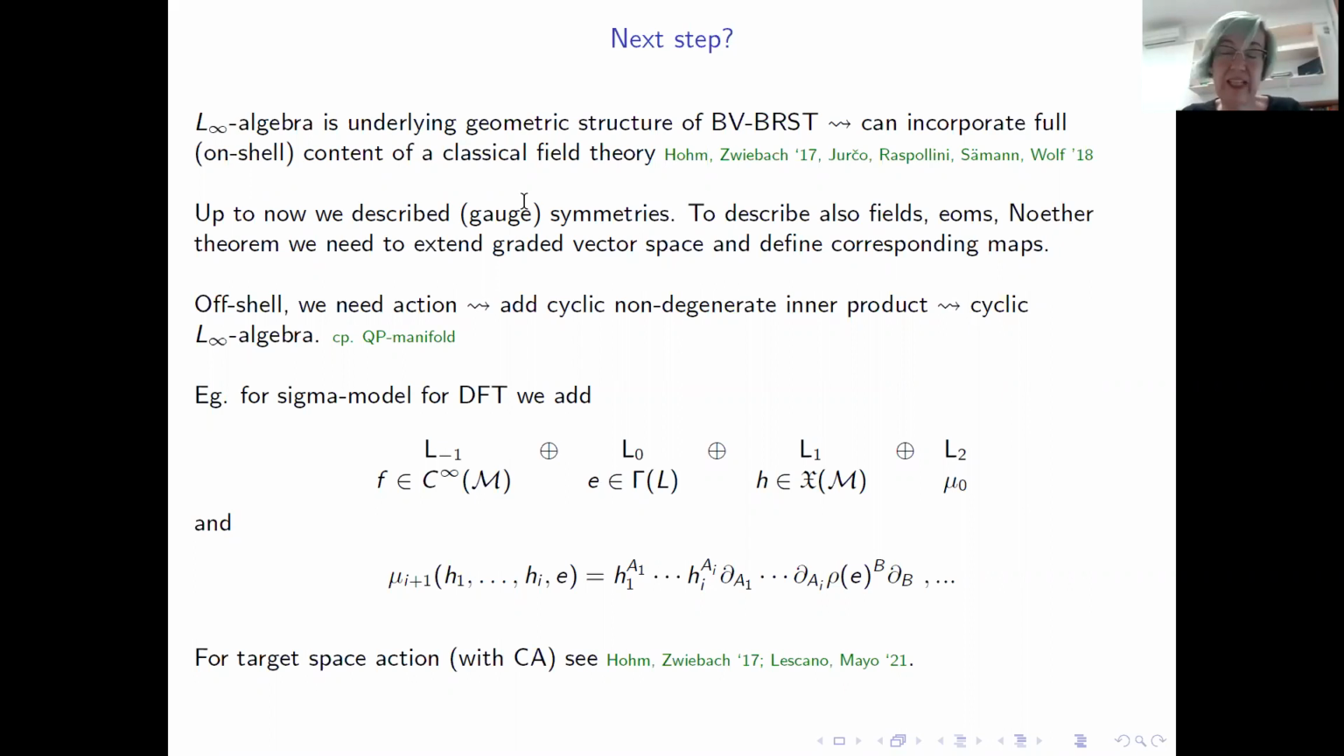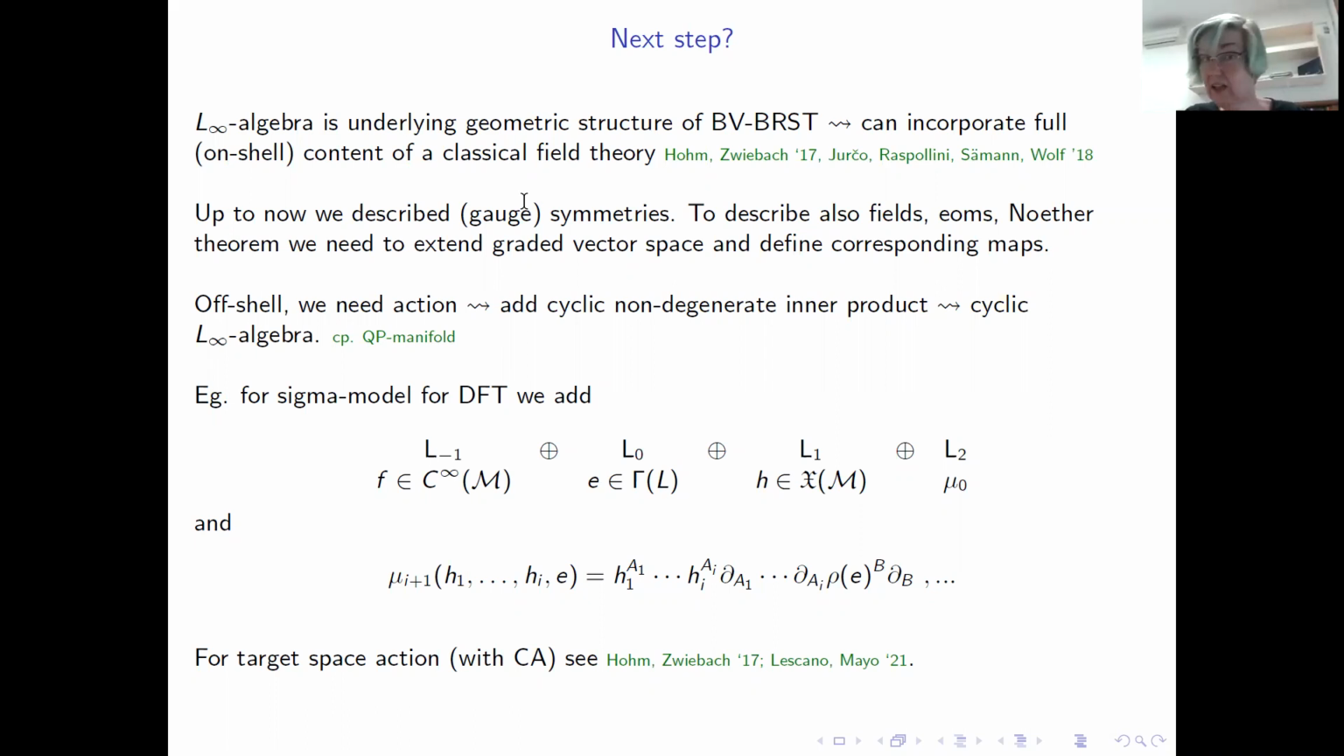Sometimes you also want to have an action, because we like to have equations of motion, but we also like to obtain them from some kind of variational principle, from the action. However, this needs additional input. It needs a cyclic non-degenerate inner product. Basically, you have to define an integral, and this integral also has to have certain cyclicity properties, and these cyclicity properties have to be compatible with your L-infinity structure.